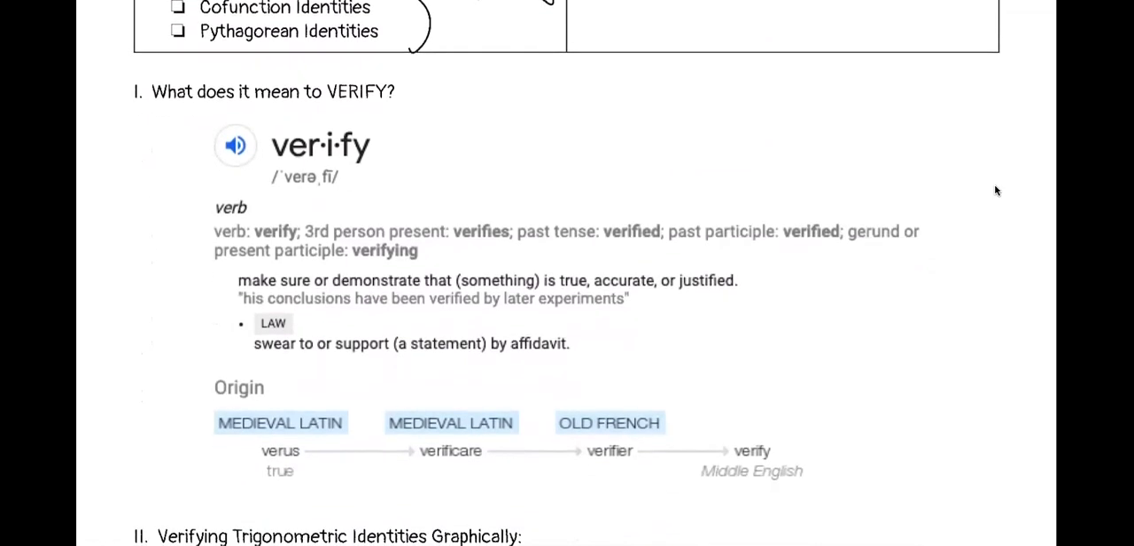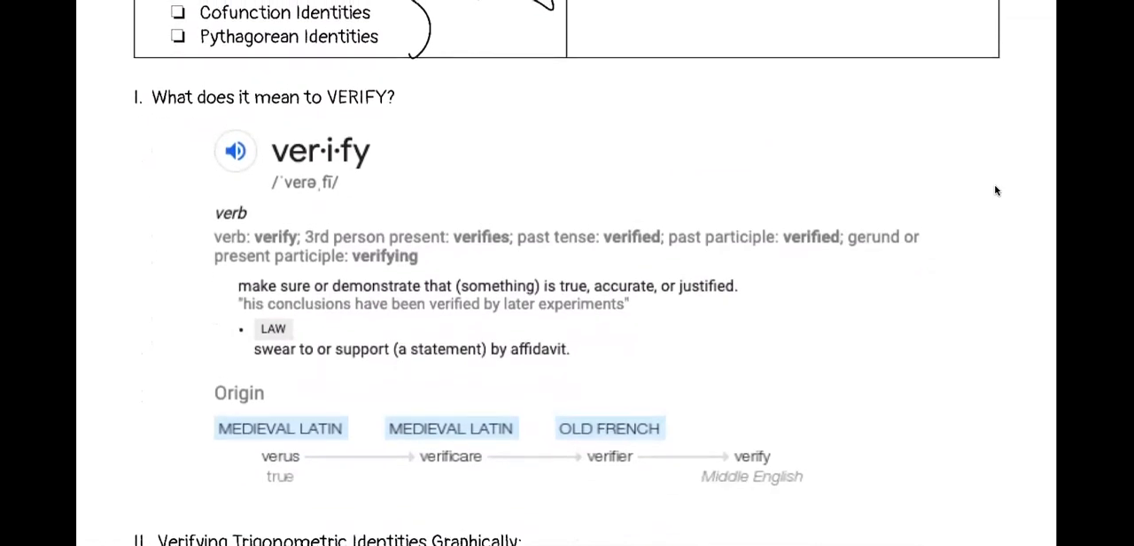So what does it mean to verify? All it means is to make sure or demonstrate that something is true or accurate or justified, okay? And so one of the things that we really need to start to do is be a little bit more disciplined in convincing someone that something is true, okay? We're going to focus on what it looks like to verify identities graphically, so we can look at some pictures. And mostly we're going to focus on what it looks like to verify identities algebraically, okay?